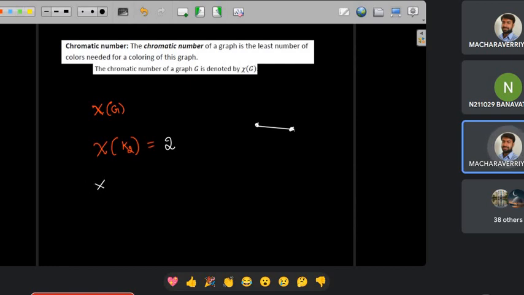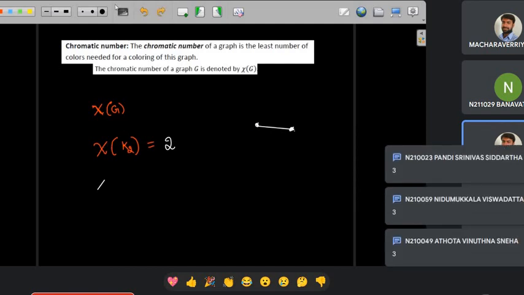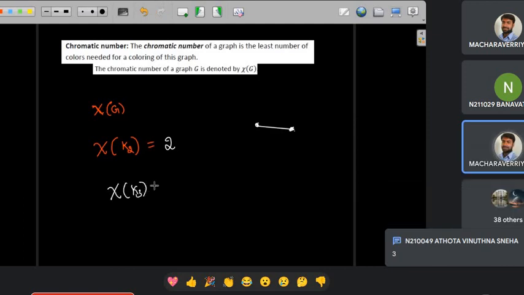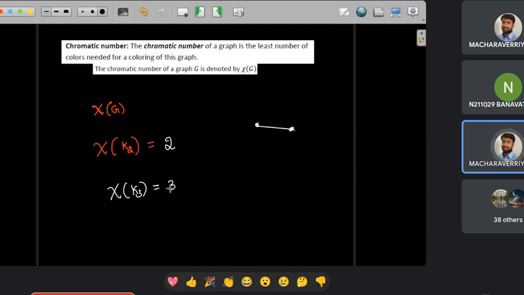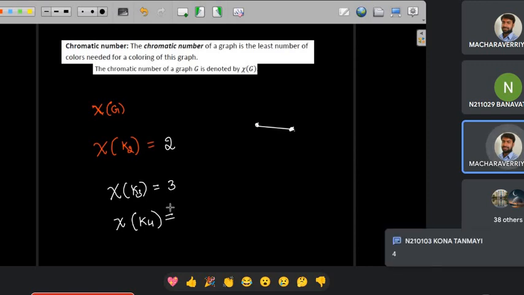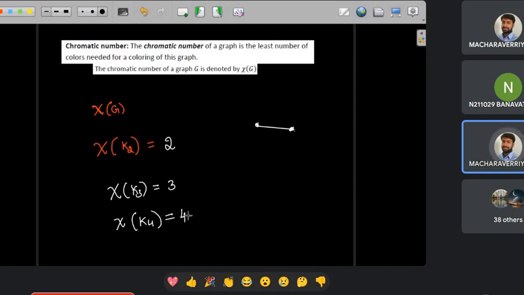How about the chromatic number of K3? 3. Good. Chromatic number of K3 is 3. And of course, you can easily tell me the chromatic number of K4. So in a complete graph, every vertex is adjacent to the other vertices. Therefore, as many vertices as you have, that many colors we require. Okay, so chromatic number of K4 is 4, and similarly the chromatic number of Kn is n.